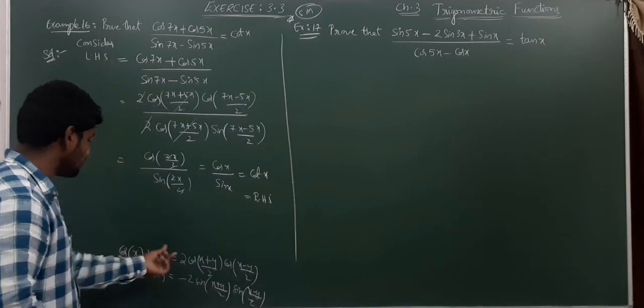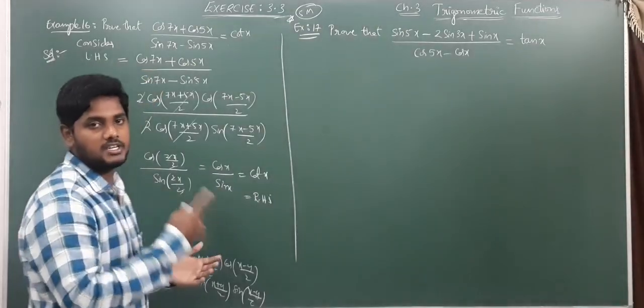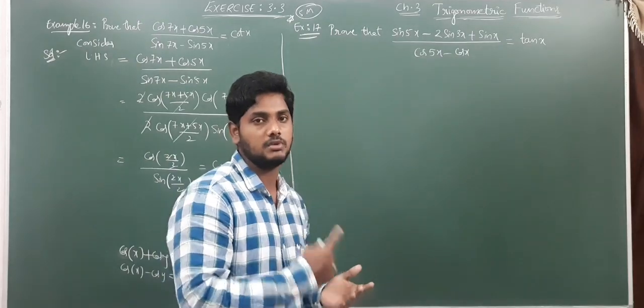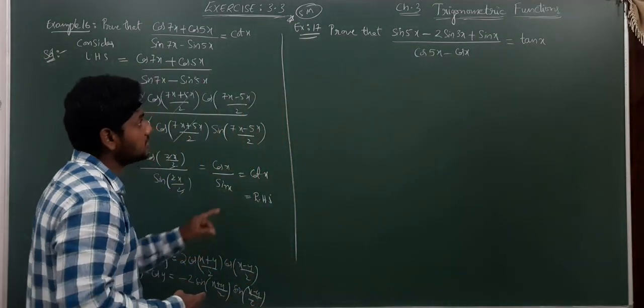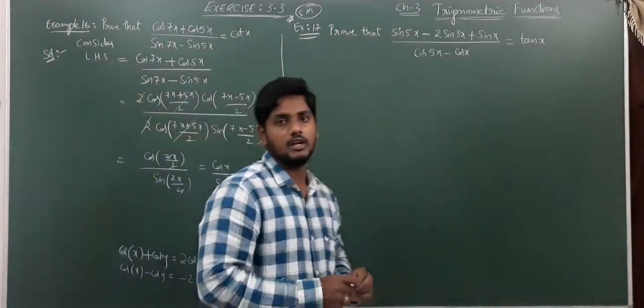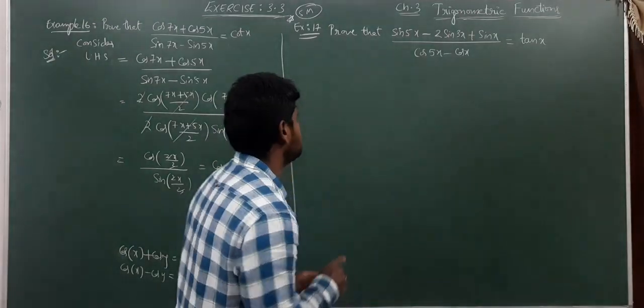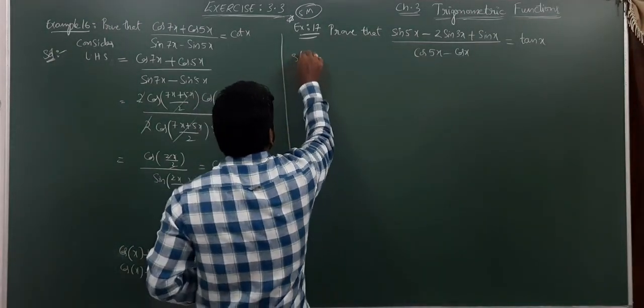Only based on these formulas, sin a plus sin b, sin a minus sin b, cos a plus cos b, cos a minus cos b. Based on these formulas, definitely they will ask a 5 marks question. Please be careful. Next one.